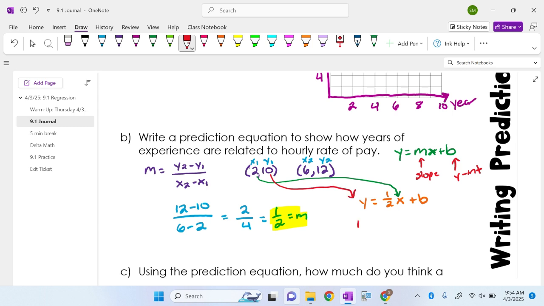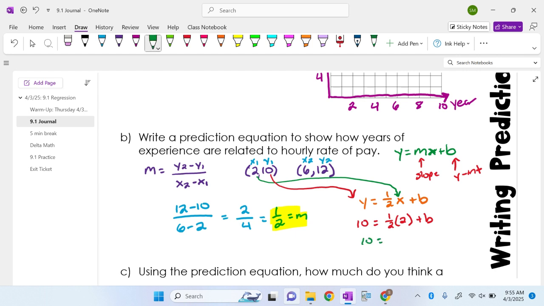So that would look like 10 is equal to 1/2 times 2 plus b. Then we just have a very simple one-step equation after we simplify. So first off, let's simplify. What's 1/2 times 2? So think about it this way. What's half of 2? 1. That's the answer. All right.